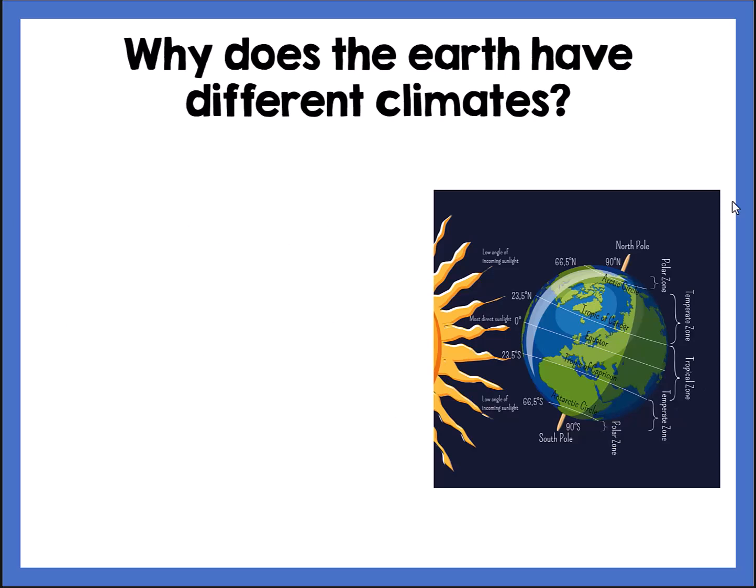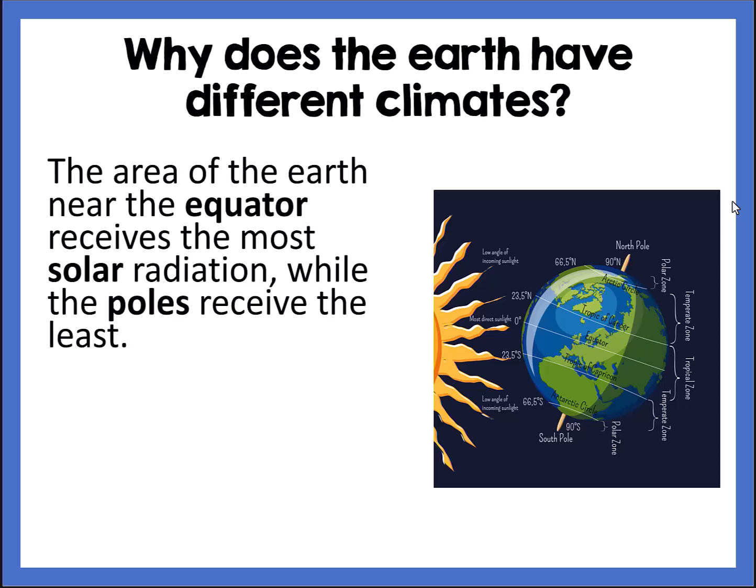So why does the Earth have different climates? Obviously, there are different climates. There are different amounts of rainfall. There's different temperatures at different portions of the Earth. But why exactly is that? Well, the area of the Earth near the equator receives the most solar radiation, while the poles receive the least.